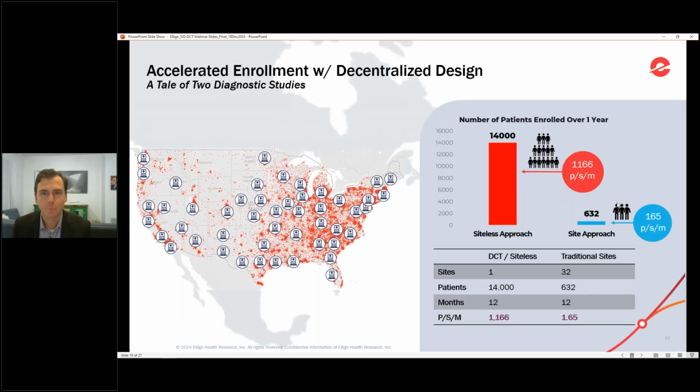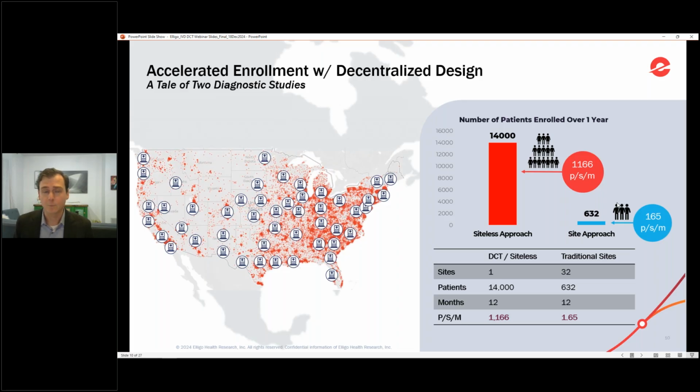This is just an example of the difference that a lot of these virtual studies make. This was a large colorectal cancer study that we supported. It was actually the large virtual one I referenced on the experience slide earlier, with over 14,000 subjects, and there was a very tight timeline. Sponsors were looking at the average enrollment rate at these academic sites previously: 165 patients per site per month at 32 different sites.